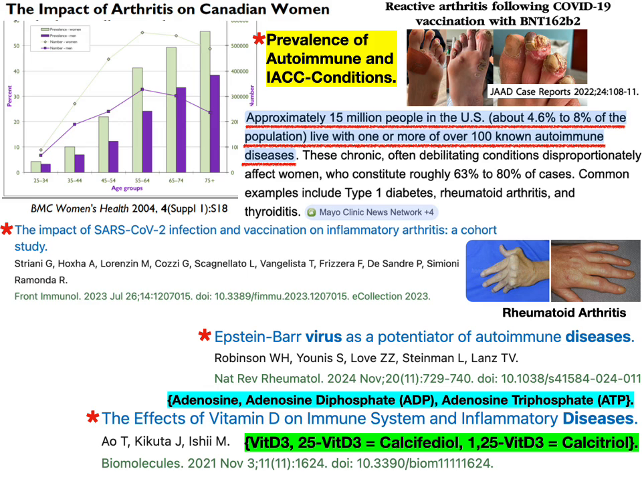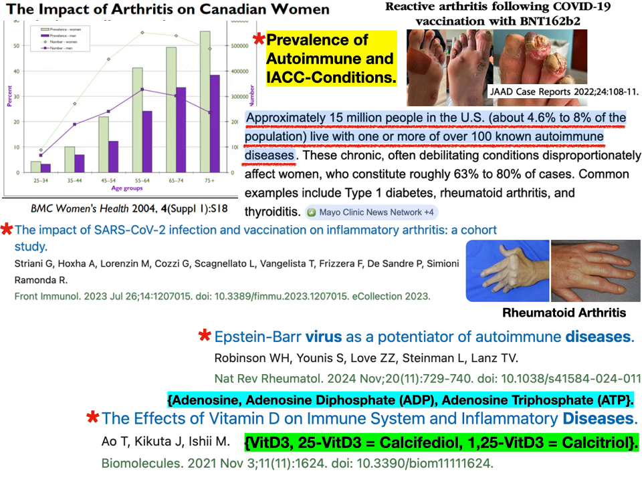Now shifting the narrative back to autoimmune conditions. Prevalence of autoimmune and IAC conditions. Approximately 15 million people in the United States, about 4.6 to 8% of the population, live with one or more of over 100 known autoimmune diseases. These chronic, often debilitating conditions disproportionately affect women, who constitute roughly 63 to 80% of cases. Common examples include type 1 diabetes, rheumatoid arthritis, and thyroiditis.